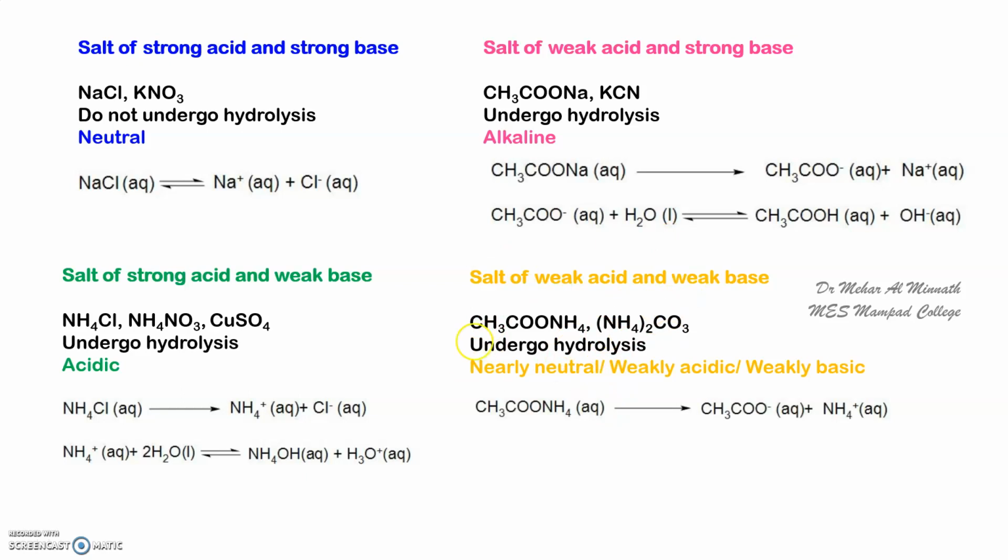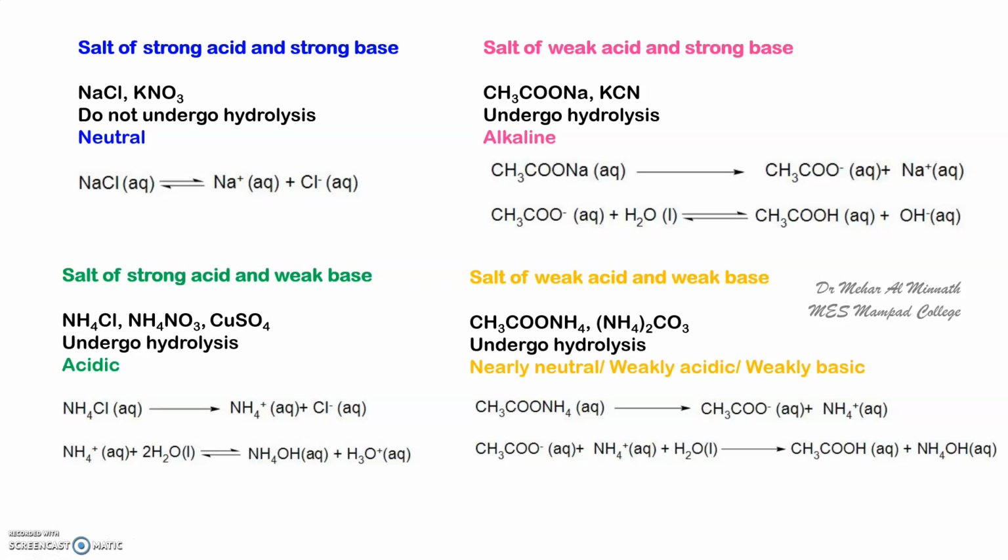Now what happens? You take ammonium acetate. You get acetate ion and ammonium ion on ionization. Both come from weak electrolytes. Acetate ion comes from acetic acid, ammonium ion comes from ammonium hydroxide. So acetate ion will interact with water and ammonium ion will interact with water. It forms acetic acid and ammonium hydroxide. They do not undergo complete neutralization here also. So the solution will be nearly neutral or weakly acidic or weakly basic.